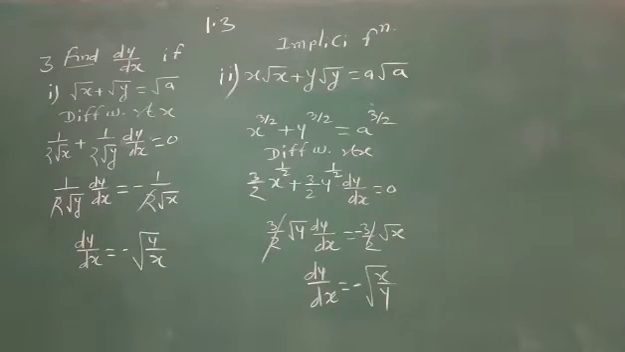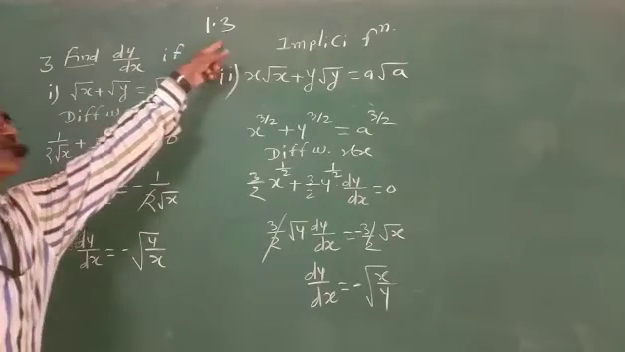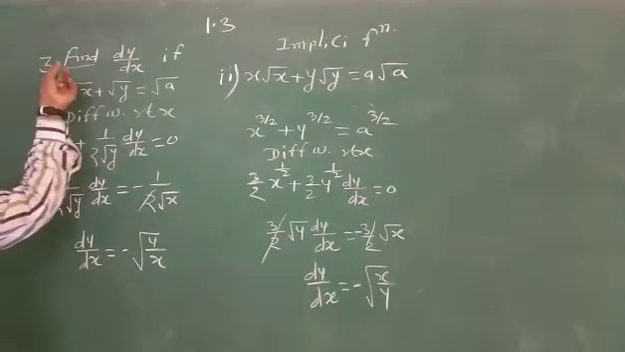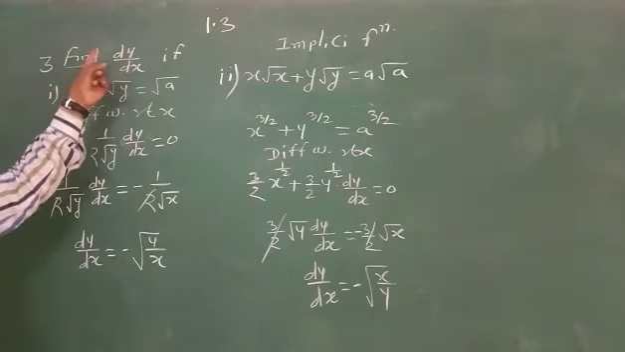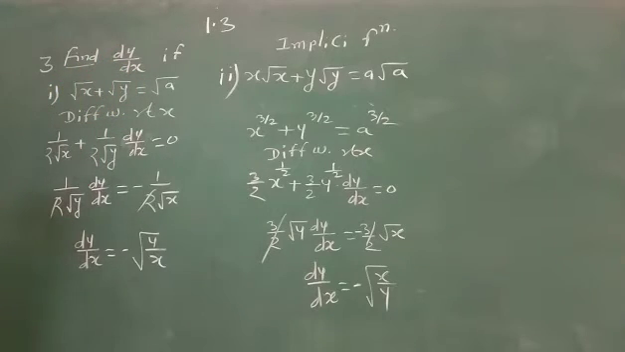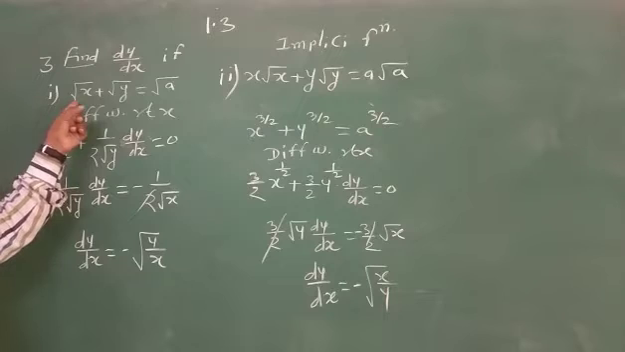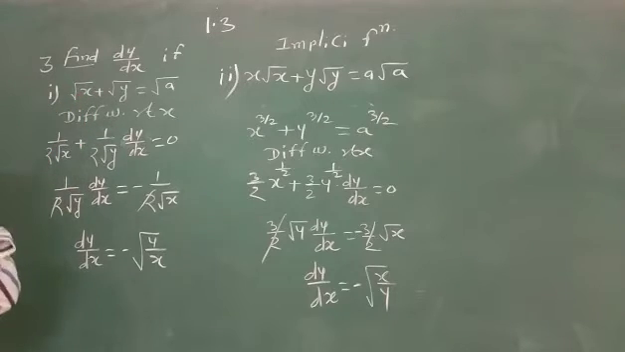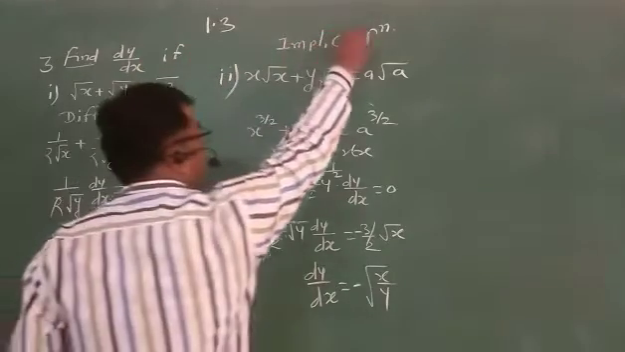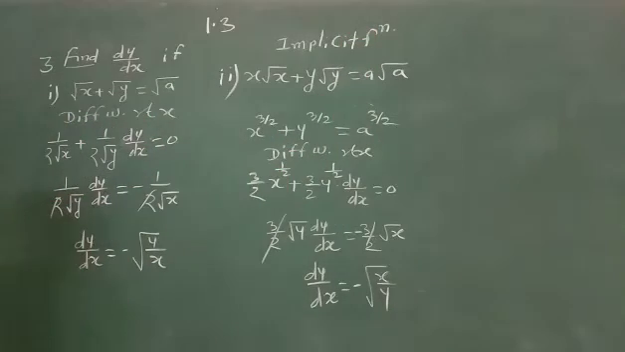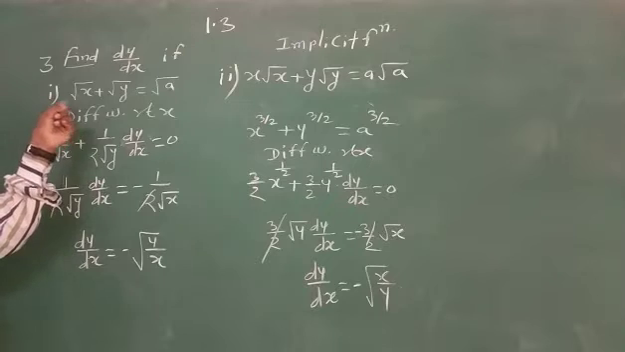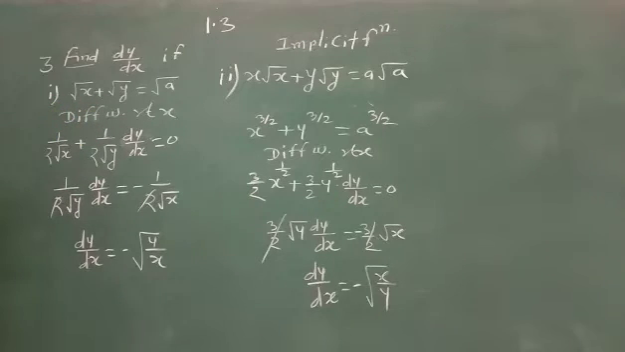Next example. Exercise 1.3, question number 3. Find dy by dx if under root x plus under root y equals root a. For that, this is an example of an implicit function. That is, root x plus root y equals root a.